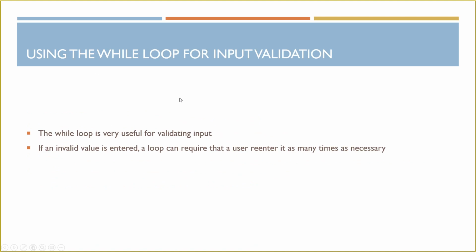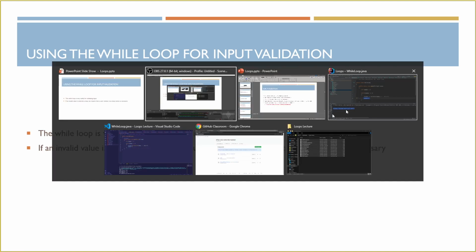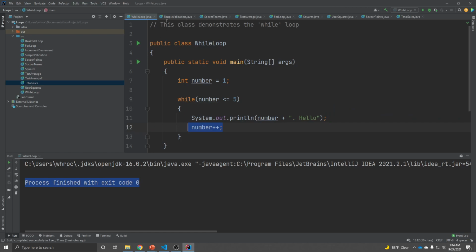One way we can do input validation is with the while loop. Basically, if an invalid value is entered, we can use a while loop to require that the user re-enter it as many times as necessary, right? So if I say, give me a number, and they're putting in words, I can use a while loop and just say, okay, just keep looping until I get a number. Keep asking them for a number until they finally get it right. And I do have an example of that that we can show here.